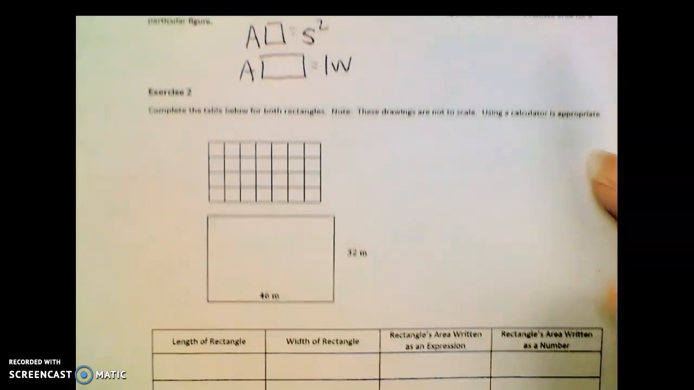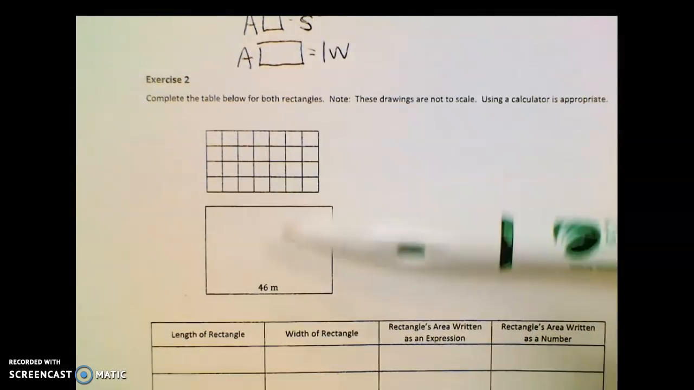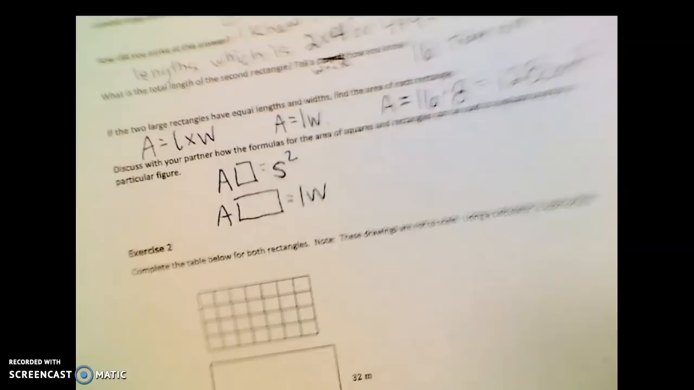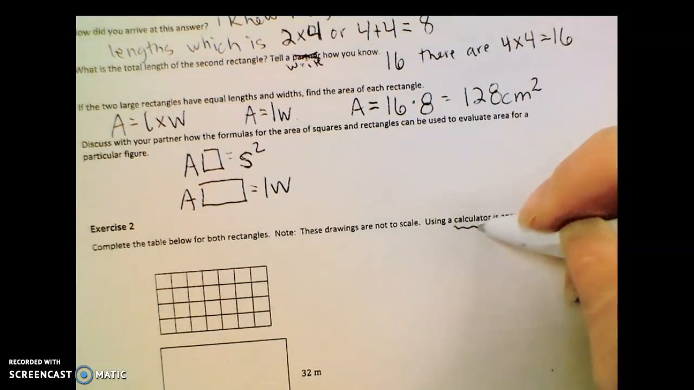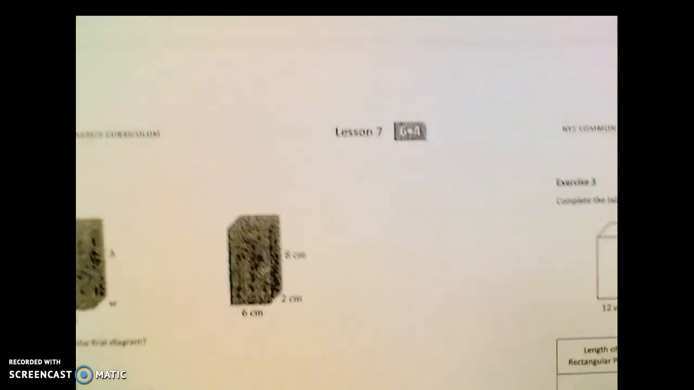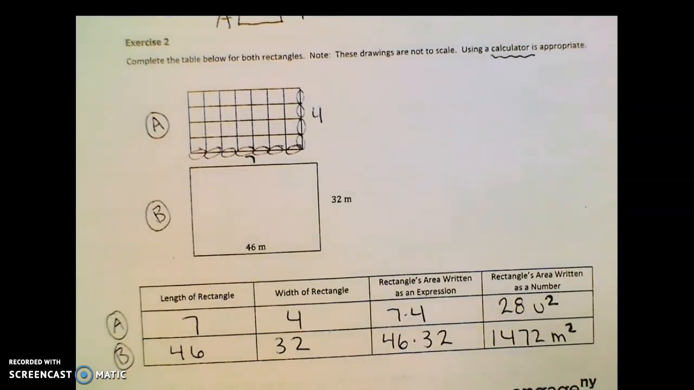So your job now is to go ahead and do exercise 2 and complete the tables down here. It's going to be very similar to what we did over here. It does say using a calculator is appropriate, so I would use the calculator on your Chromebook. When you're done with exercise 2, go ahead and check back in to see if you were correct with your answers. All right, if you're back with me, it means you have this completed.